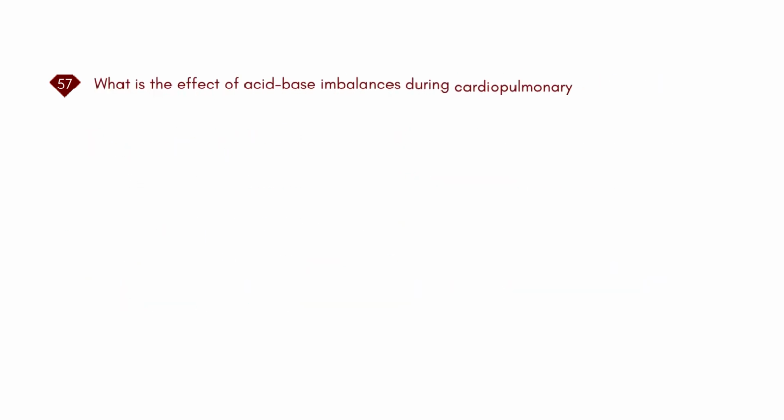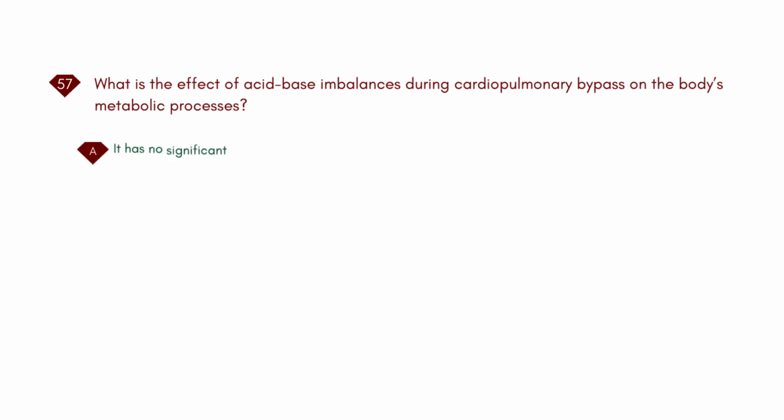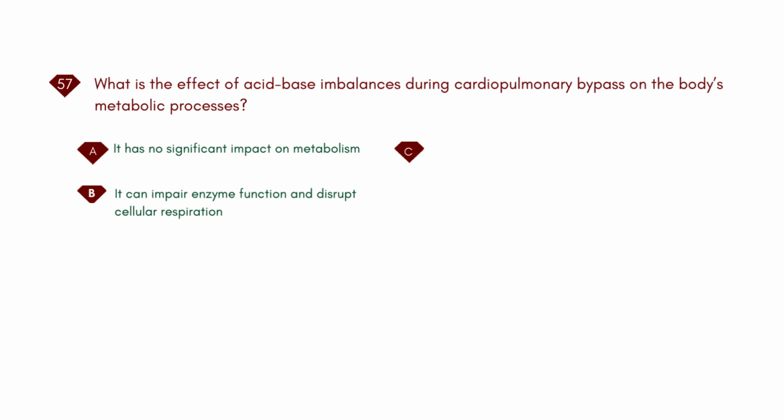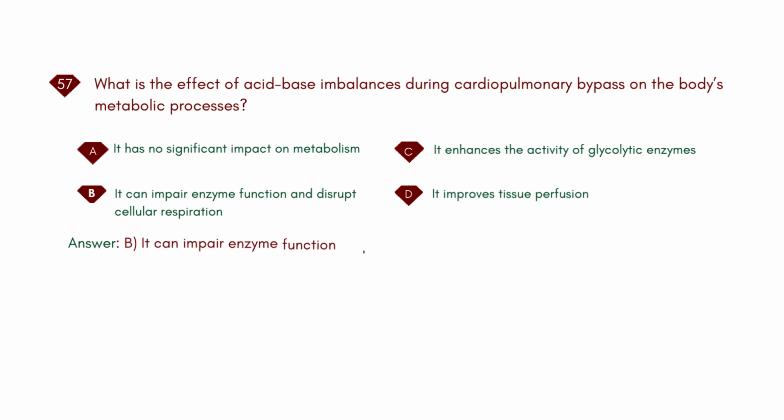What is the effect of acid-base imbalances during cardiopulmonary bypass on the body's metabolic processes? A. It has no significant impact on metabolism. B. It can impair enzyme function and disrupt cellular respiration. C. It enhances the activity of glycolytic enzymes. D. It improves tissue perfusion. Answer: B. It can impair enzyme function and disrupt cellular respiration.